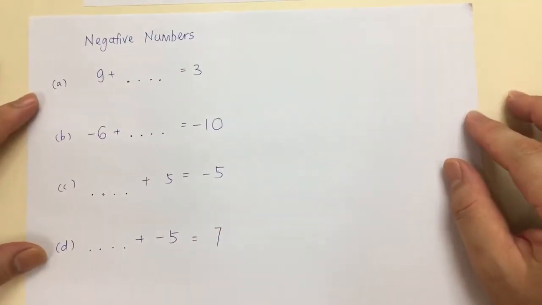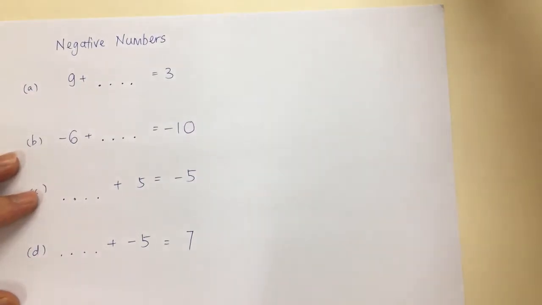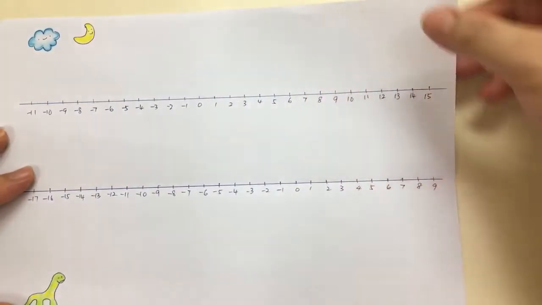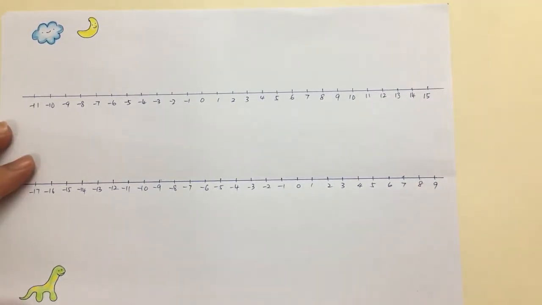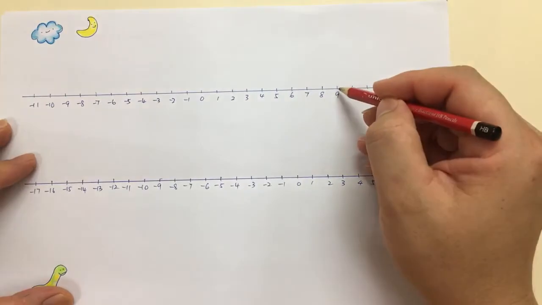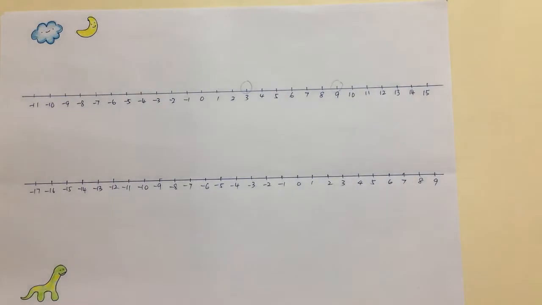Negative number explain. So when you have 9 plus what equals 3? Just like what we have learned before, you are at level 9. Now you need to go to level 3. Let's have our number line back here. We have level 9. We need to go to 3. From 9, we need to go to 3.